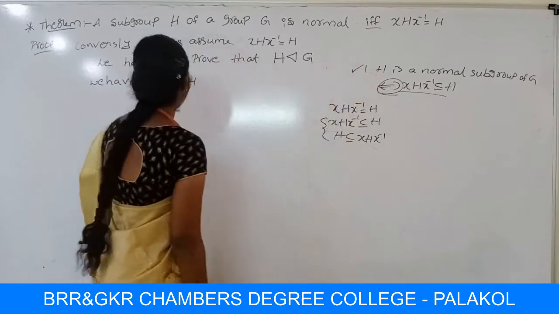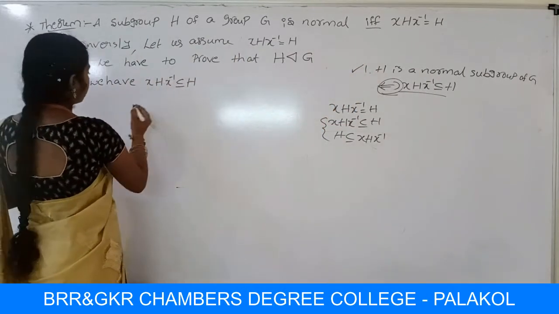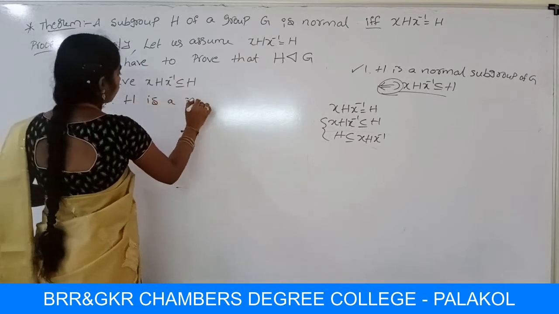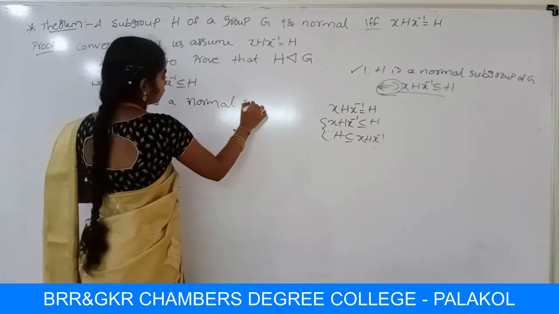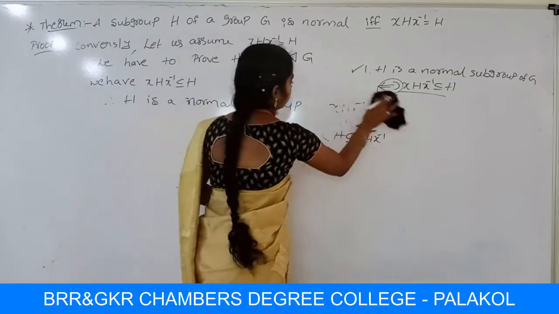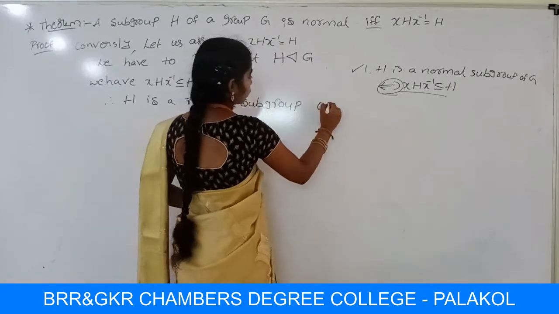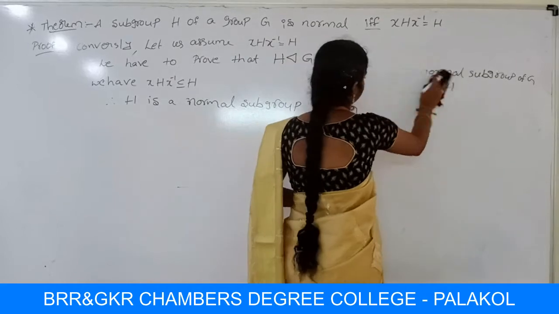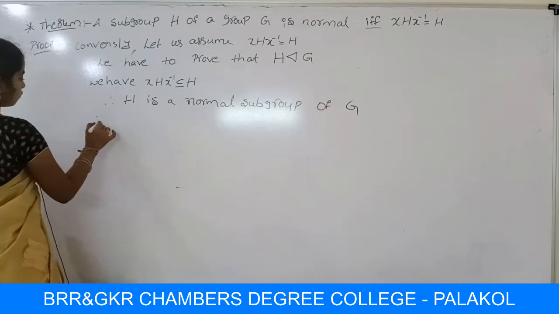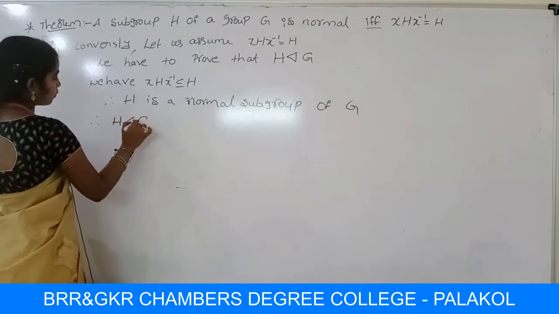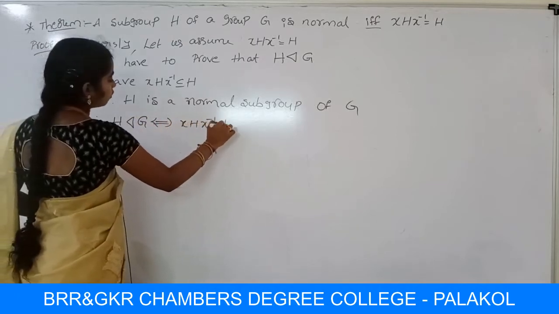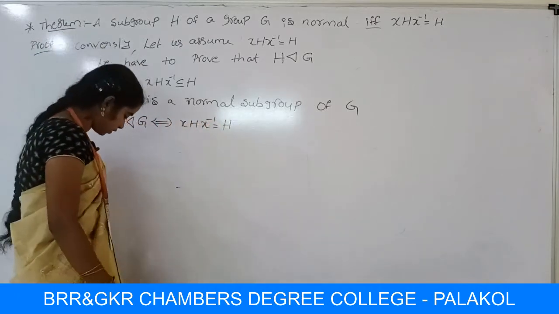So this statement, XH X inverse contained in H. So therefore H is a normal subgroup of Z. So therefore H is a normal subgroup of Z if and only if XH X inverse equal to H. So this is the theorem. Next theorem.